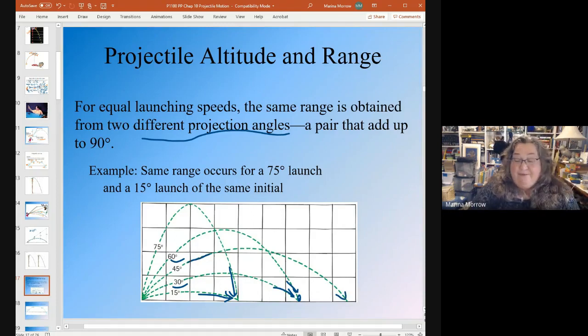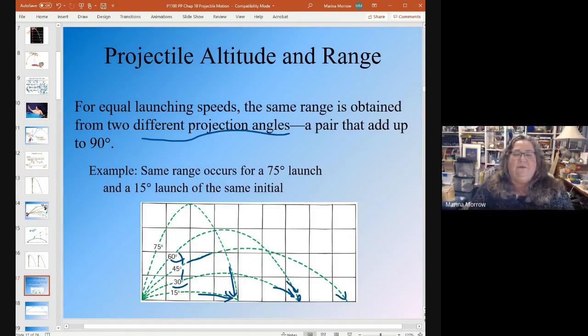Okay, so this is kind of weird, but it turns out that the angles are equal angle on either side of 45. So like 30 is 15 degrees away from 45, and 60 is 15 degrees away from 45, and so on. So they're paired on either side.